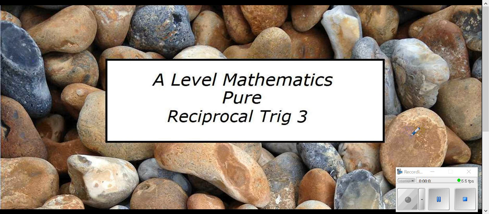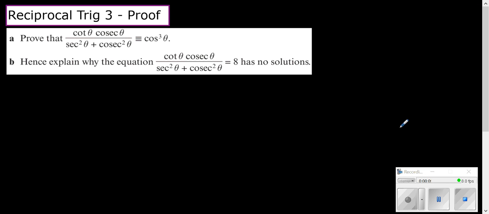Hello, and this is our third lesson of the week on reciprocal trig, and in this lesson we're going to focus on proof. Now, proof is one of those exciting things in maths where you feel like you might go around in circles for a couple of hours, but you will get there in the end. And the important thing to remember is the more you practice, the more these skills will become second nature and the more confidence you'll have with them.